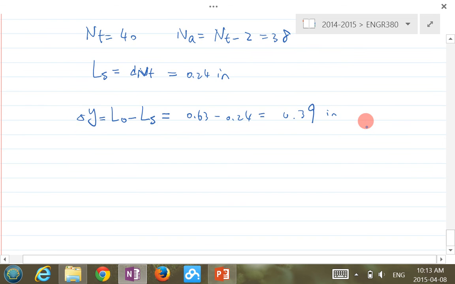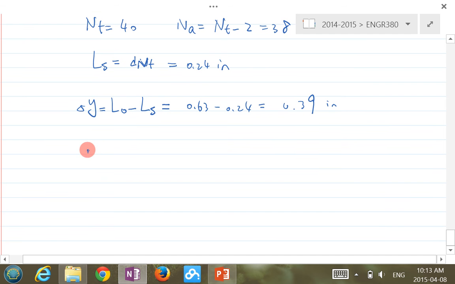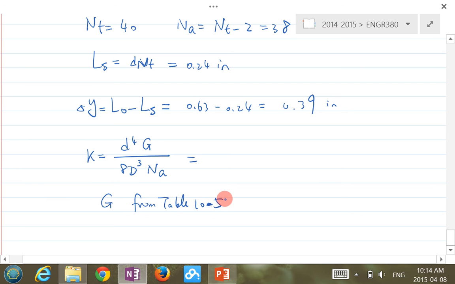And the last, we need the spring stiffness K. Spring stiffness K equals this formula. So we already have NA, we already have a small d and a capital D. The only one is the capital G, the shear modulus, or the modulus of rigidity. So the G should be coming from table 10-5. I don't have this one here, but if you look at 10-5 and look for the proper material, you'll find the G value. The G value you find is equal to 12 megapsi.